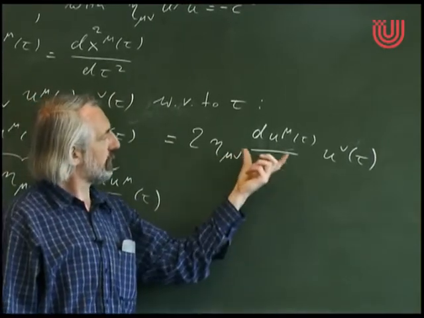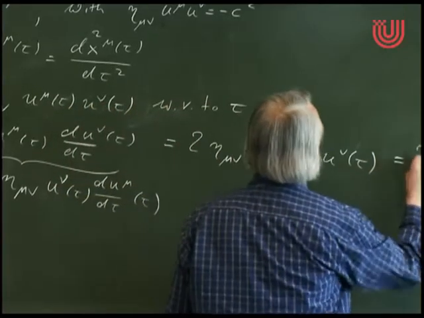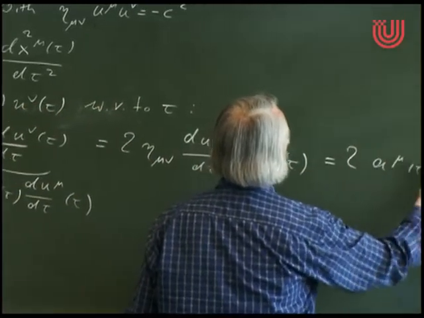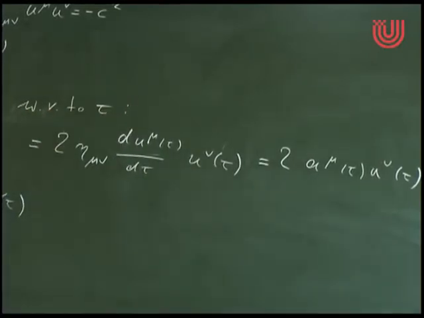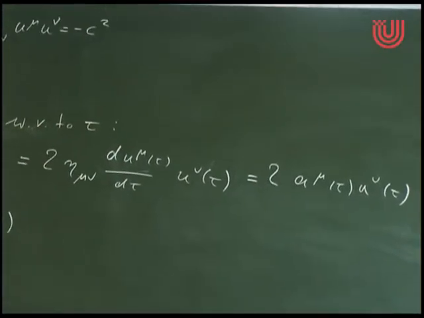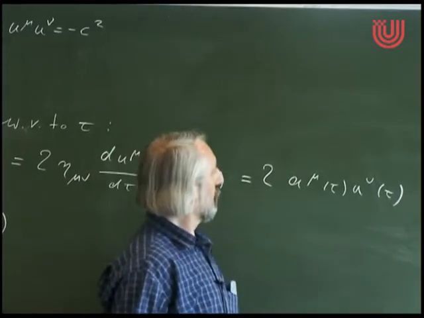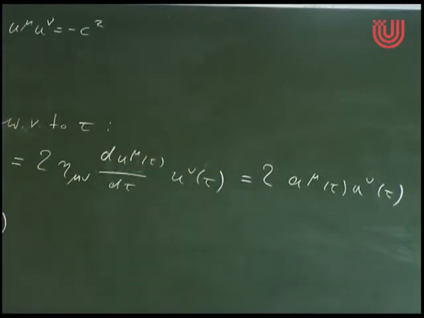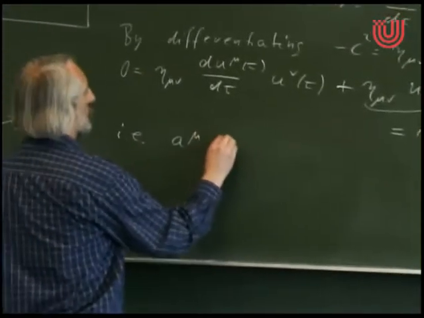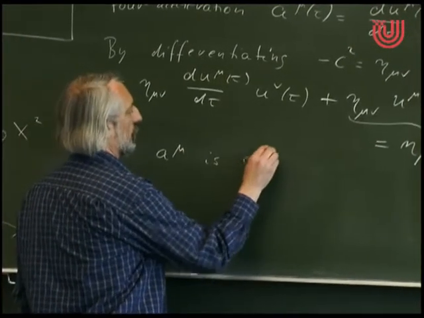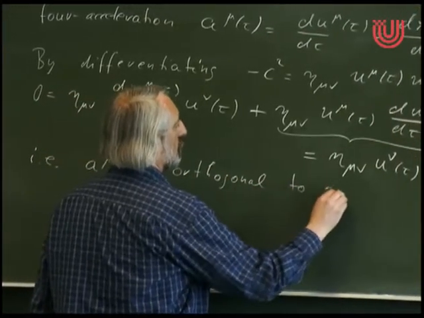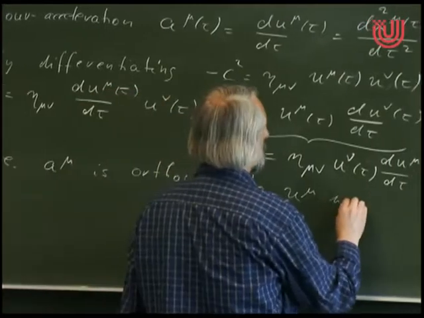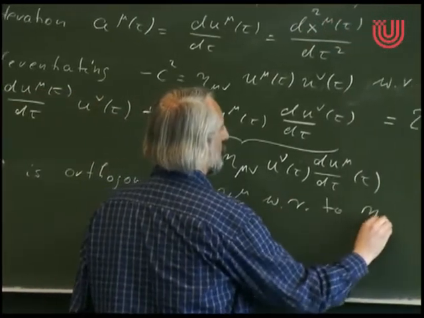So we have found that this expression, as one says, the scalar product formed with this eta between a mu and u mu, that's the scalar product between the 4 acceleration and the 4 velocity, is 0. And that's usually expressed in the way that we say a mu is orthogonal or perpendicular to u mu with respect to the Minkowski metric.